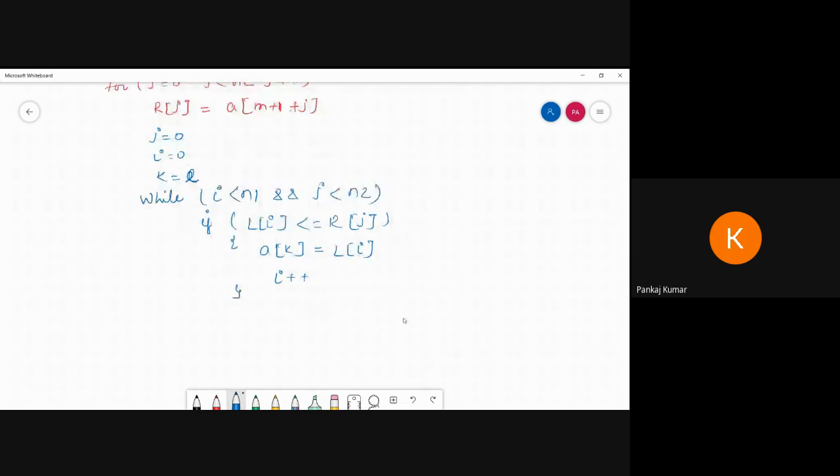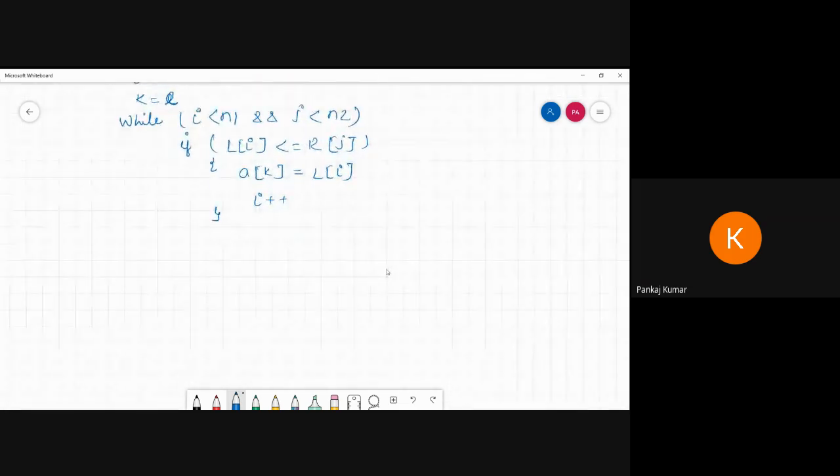Okay, now the else condition for the right array. So now writing the else condition. Both are the same. So what I am writing in the else condition: array of k should be R of j. That is simple. And here I am putting j plus plus and closing this. After closing all this, the while loop should be closed.